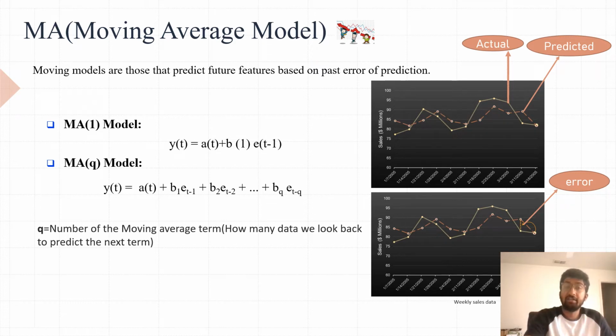So this is basically the Q term, and that is also a very important parameter in the ARIMA model.